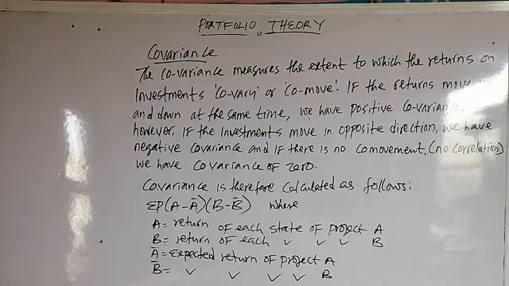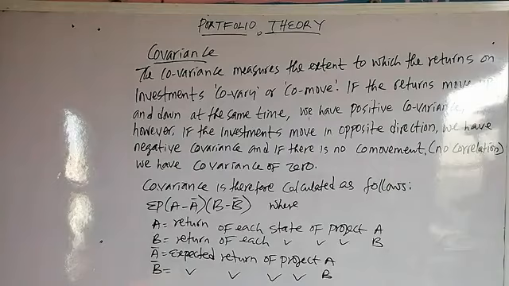If the returns from the investments move up at the same time or move downward at the same time, we are said to have what? A positive covariance. But if the returns from the investments move in opposite directions, that is, the return from one investment is moving up and the other is moving down, we say we have what? Negative covariance.